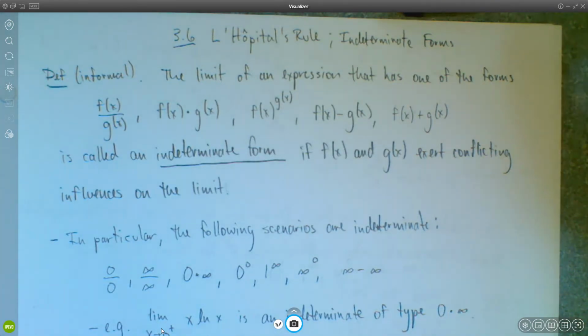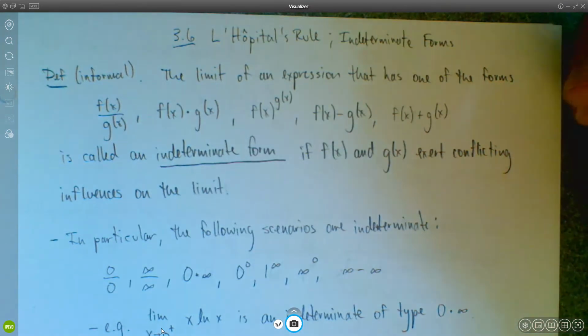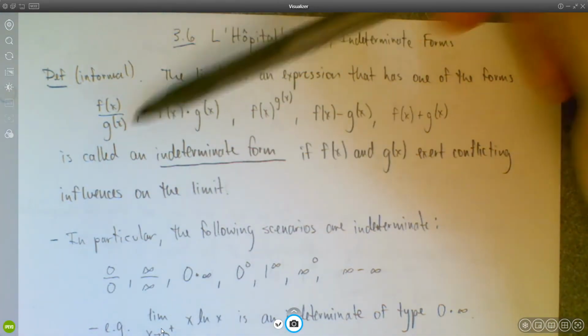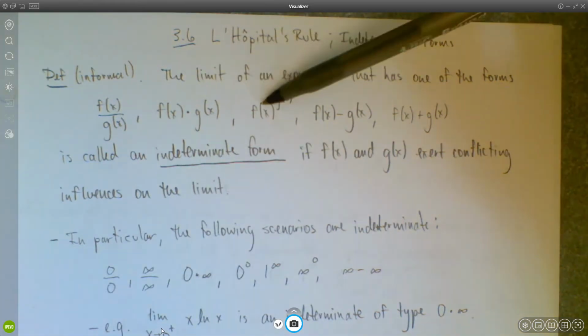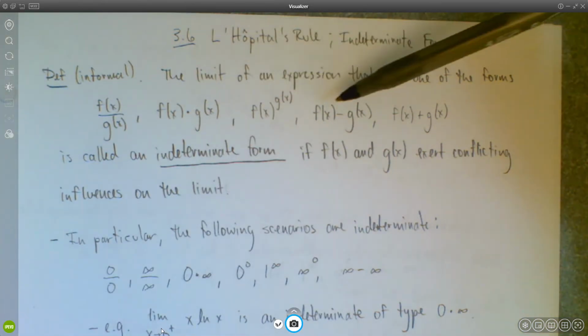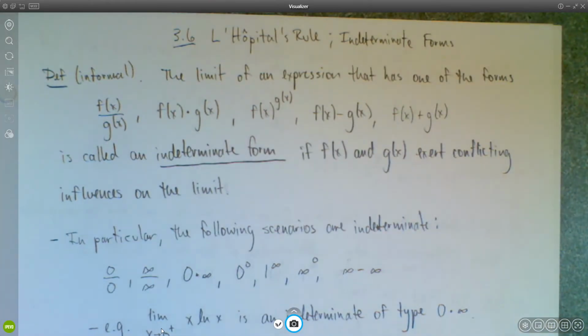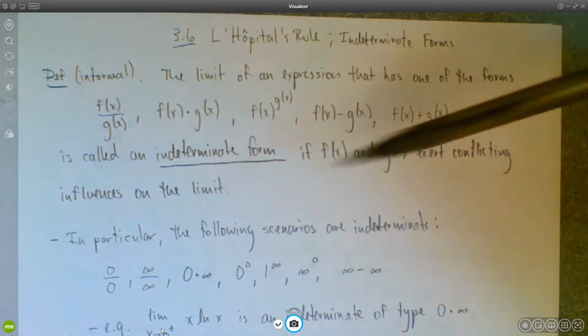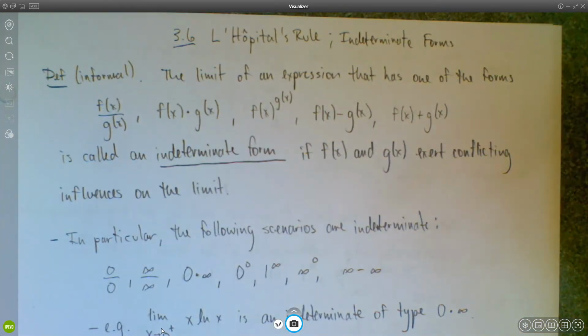L'Hopital's rule deals with computing certain limits that have particular kinds of indeterminate forms. We've used that word a lot, but we're going to try to give it a little more of a definition now. This is an informal definition, but here it goes. The limit of an expression that has one of these forms, f of x over g of x, f of x times g of x, f of x to the power of some other function, f of x minus g of x, f of x plus g of x, is called an indeterminate form if f of x and g of x exert conflicting influences on the limit.